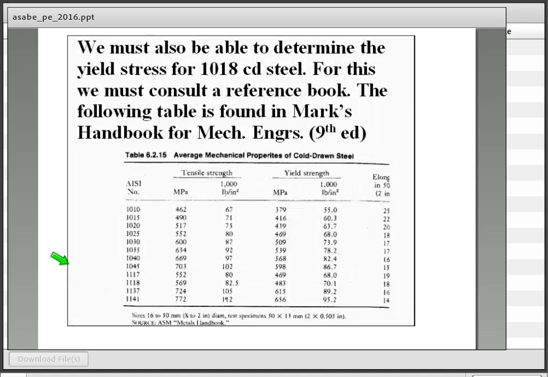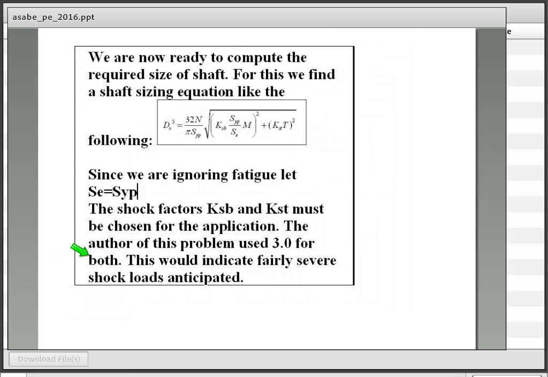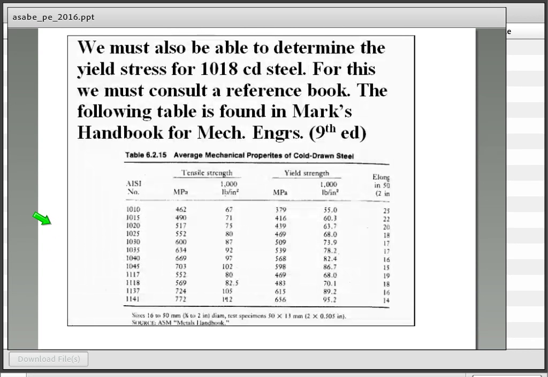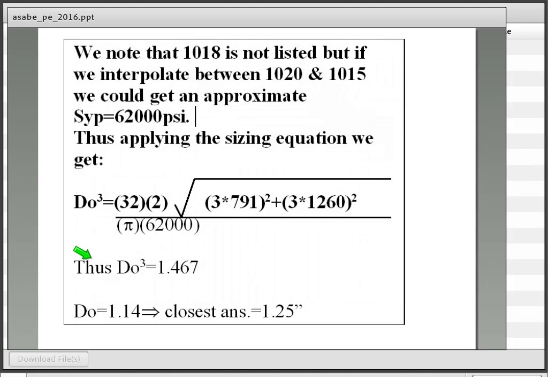So if we plug this through, if I can back up one, we still need to know what that yield stress is, and we remember it was 1018 steel. Well, we turn in our handbook, or I've put some appendix pages into this review here. We look and see that it happens not to have 1018 in there. So what are we going to do? Well, we interpolate between the 1020 and 1015, and if we do that, we come out saying it's about 62,000 psi for the yield.